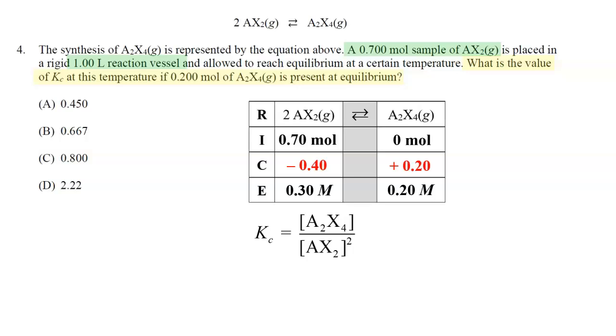Now we'll go ahead and fill in our numbers for the equilibrium concentrations to solve for Kc. So it's going to be 0.2 divided by the quantity 0.3 squared. And when I do that math on my calculator, I get a value of 2.22. So that means that the correct answer to question 4 is choice D.